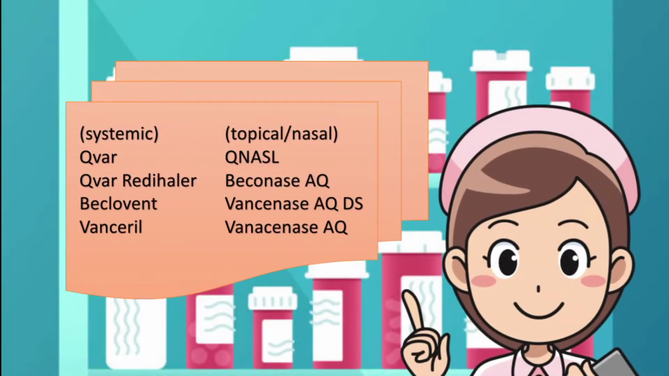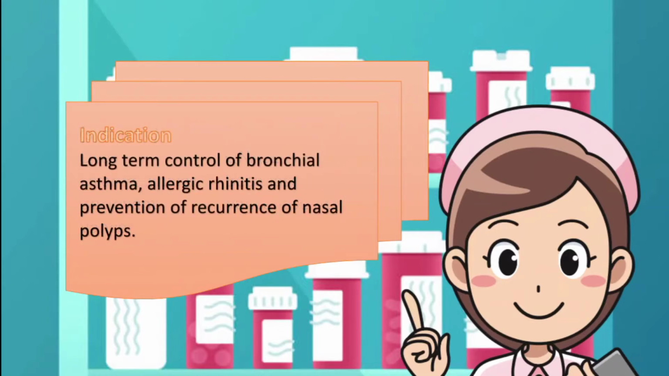It has the brand names Qvar, Qvar Redihaler, Beclovent, Beconase, Qnasl, Beconase AQ, Vancenase AQ DS, and Vancenase AQ. It is indicated for the long-term control of bronchial asthma, allergic rhinitis, and prevention of recurrence of nasal polyps.